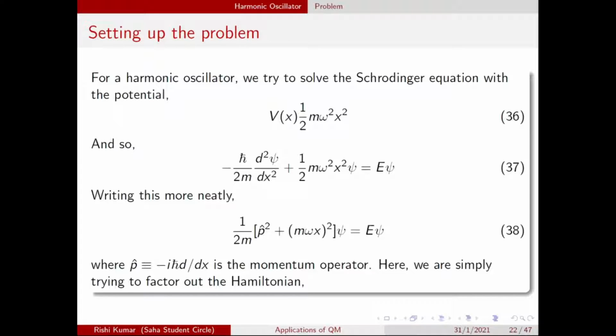Next up, you try solving them, which is pretty much the entire problem solving strategy you use in any field in physics, and that is the same thing you do here as well.